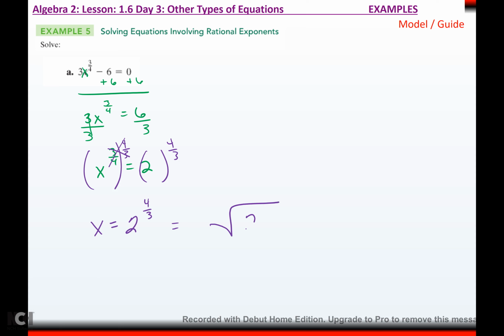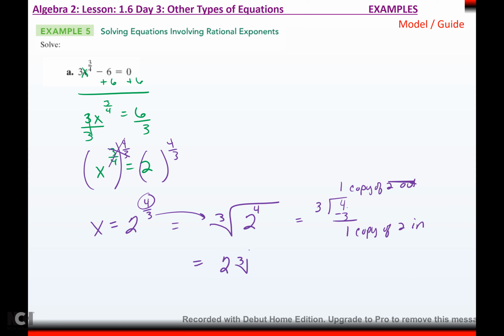The 2 goes underneath, the 4 goes on top, and the 3 goes in the index. Okay? So now, guys, even if this is a number, what's easiest to do is you just divide the 4 by 3. 3 goes into 4 one whole time, with 1 remainder, which means 1 copy of 2 is out and 1 copy of 2 is in. So this comes to 2 cube roots of 2. That would be what my x equals.